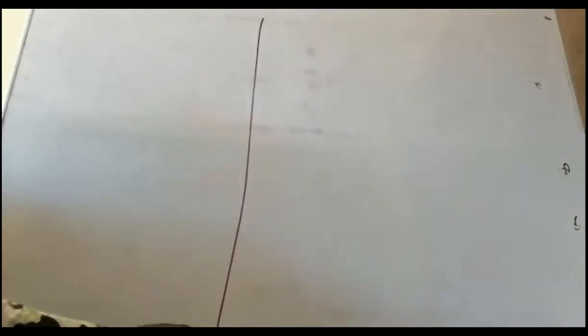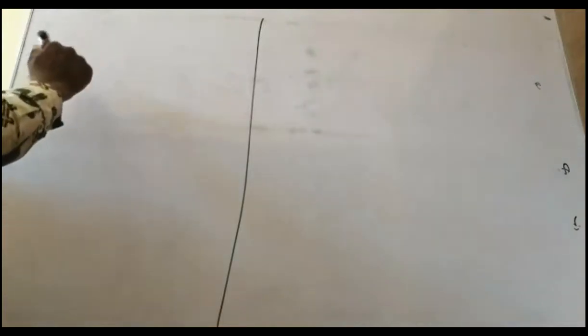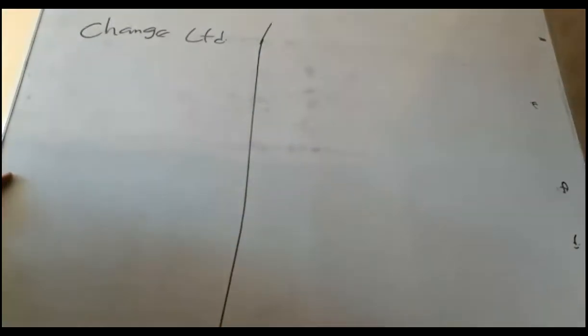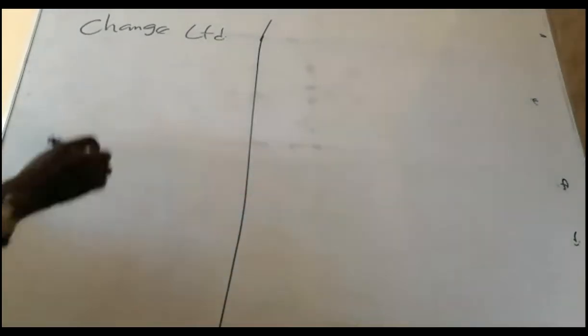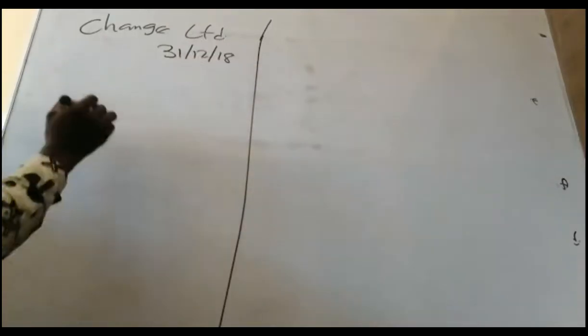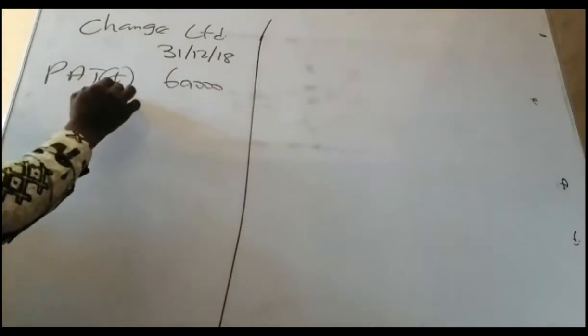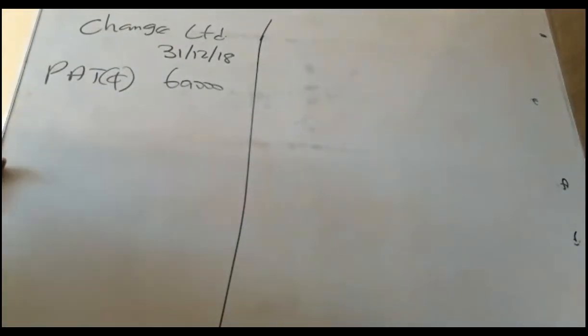Good. So first, let's set the question here. The question goes like this. This is the account for Change Limited for 31st December 2018. Their profit after tax happened to be 60,000. So it's in Ghana, so 60,000. And then the following information is available.